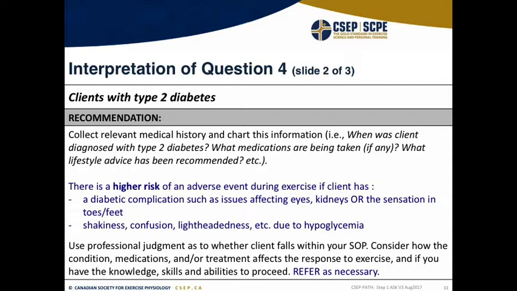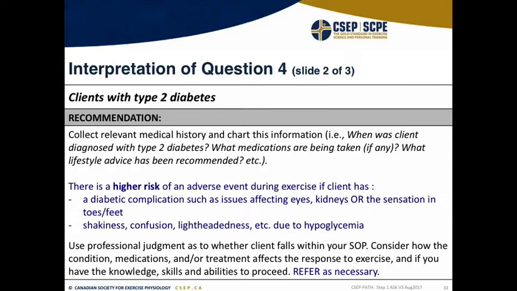Keep in mind that the Canadian Diabetes Association has very thorough clinical practice guidelines, and as it relates to physical activity, there is a higher risk of an adverse event during exercise if the type 2 diabetic client has a complication. So this might be a complication affecting the vision, so the eyes, the kidneys, or the sensation in the toes or feet. There's a higher risk that they have comorbid conditions, but for the CSEP CPT, you can only work with clients who have one stable condition. But keep in mind this is for the CEP level.